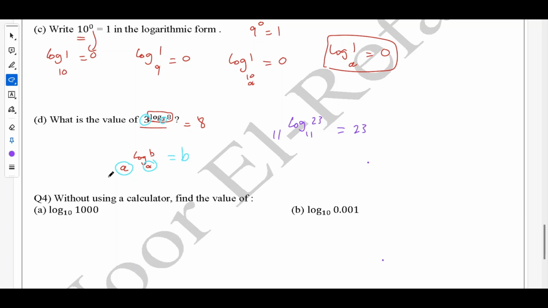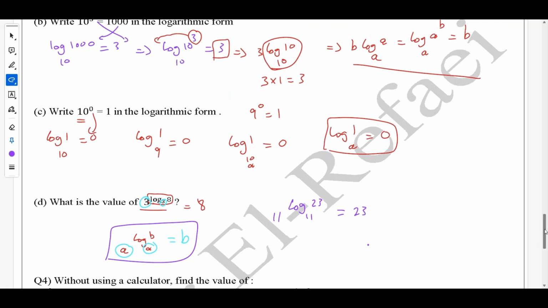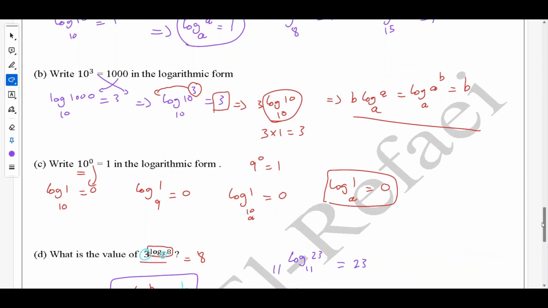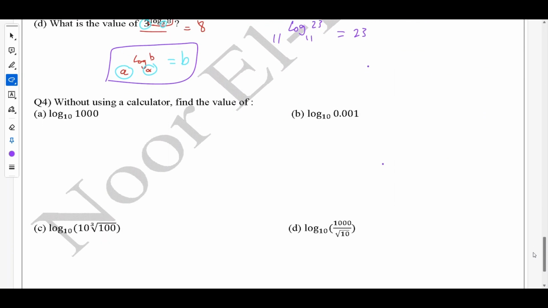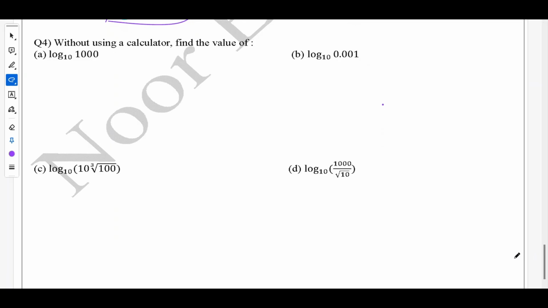Okay, students, by using these 4 rules as a beginning, try to solve question number 4 by yourself. Pause the video for 4 or 5 minutes and give me the answer, please.